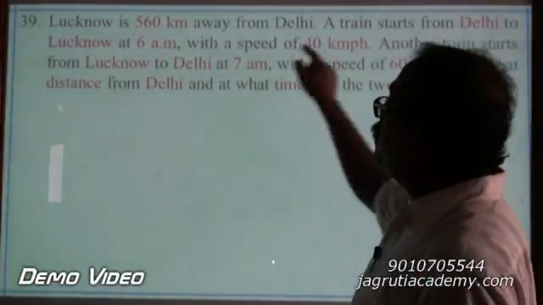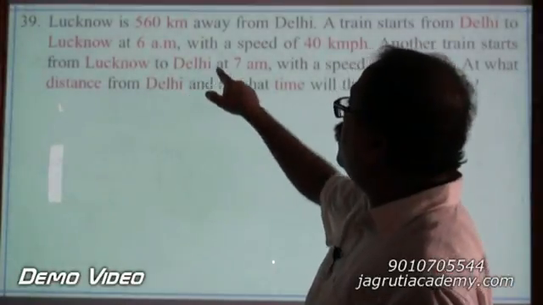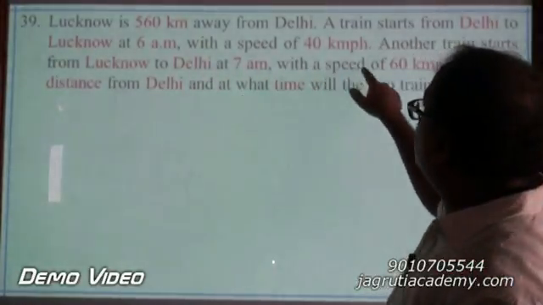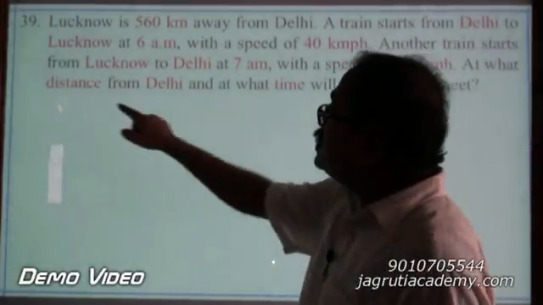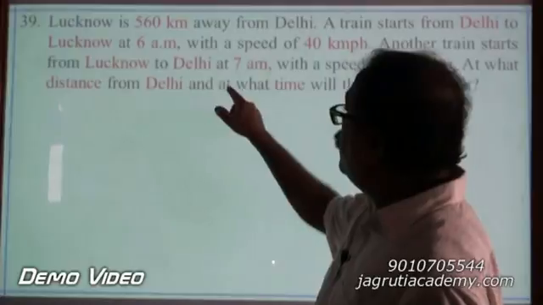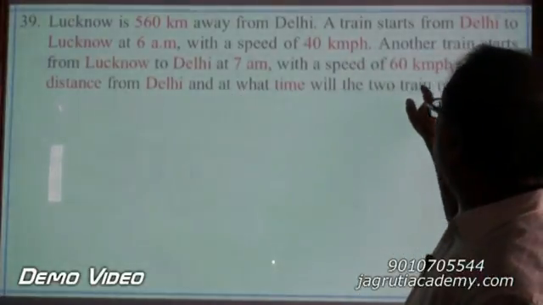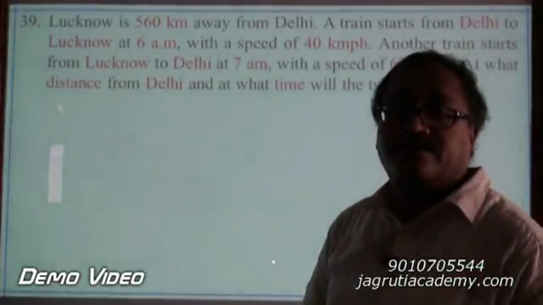Another train starts from Lucknow to Delhi at 7 a.m. with a speed of 60 km per hour. At what distance from Delhi and at what time will the two trains meet?